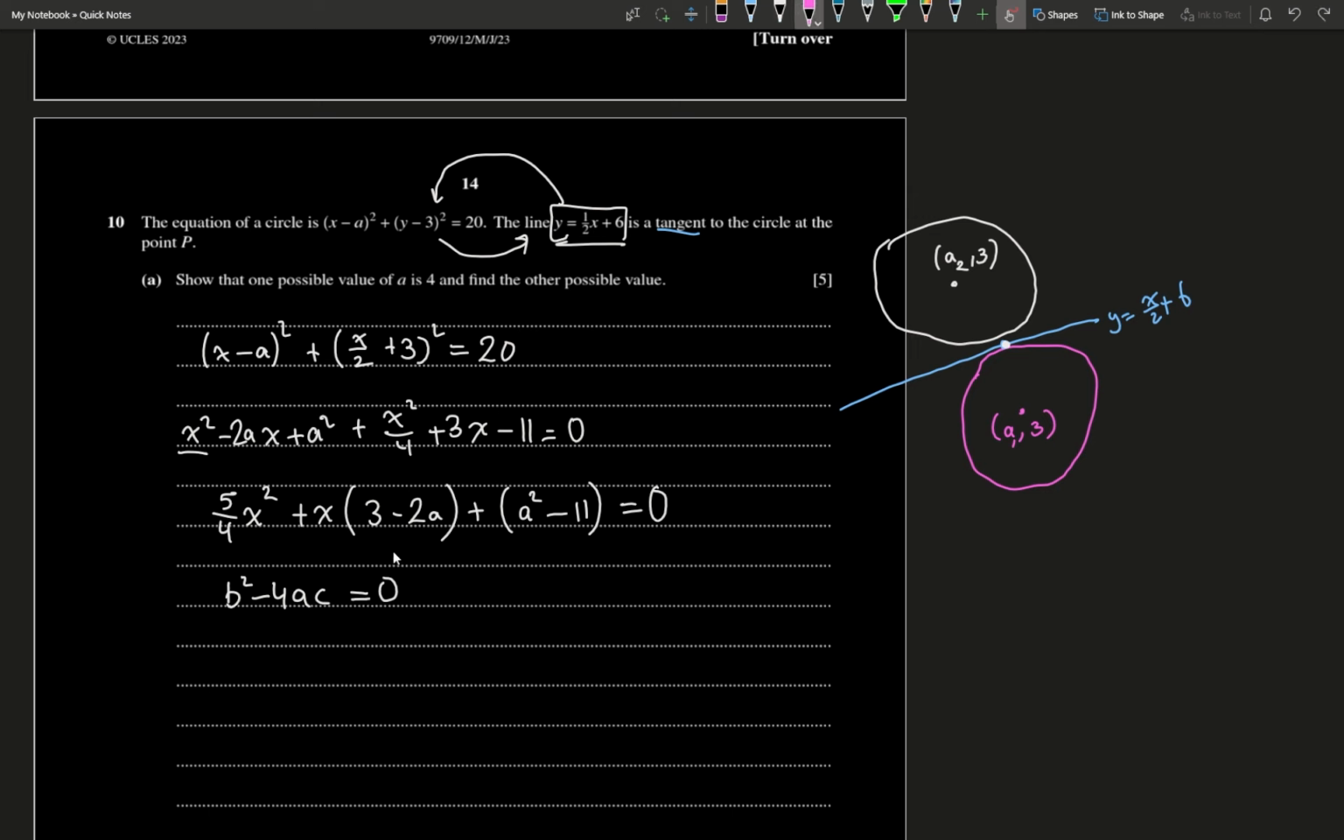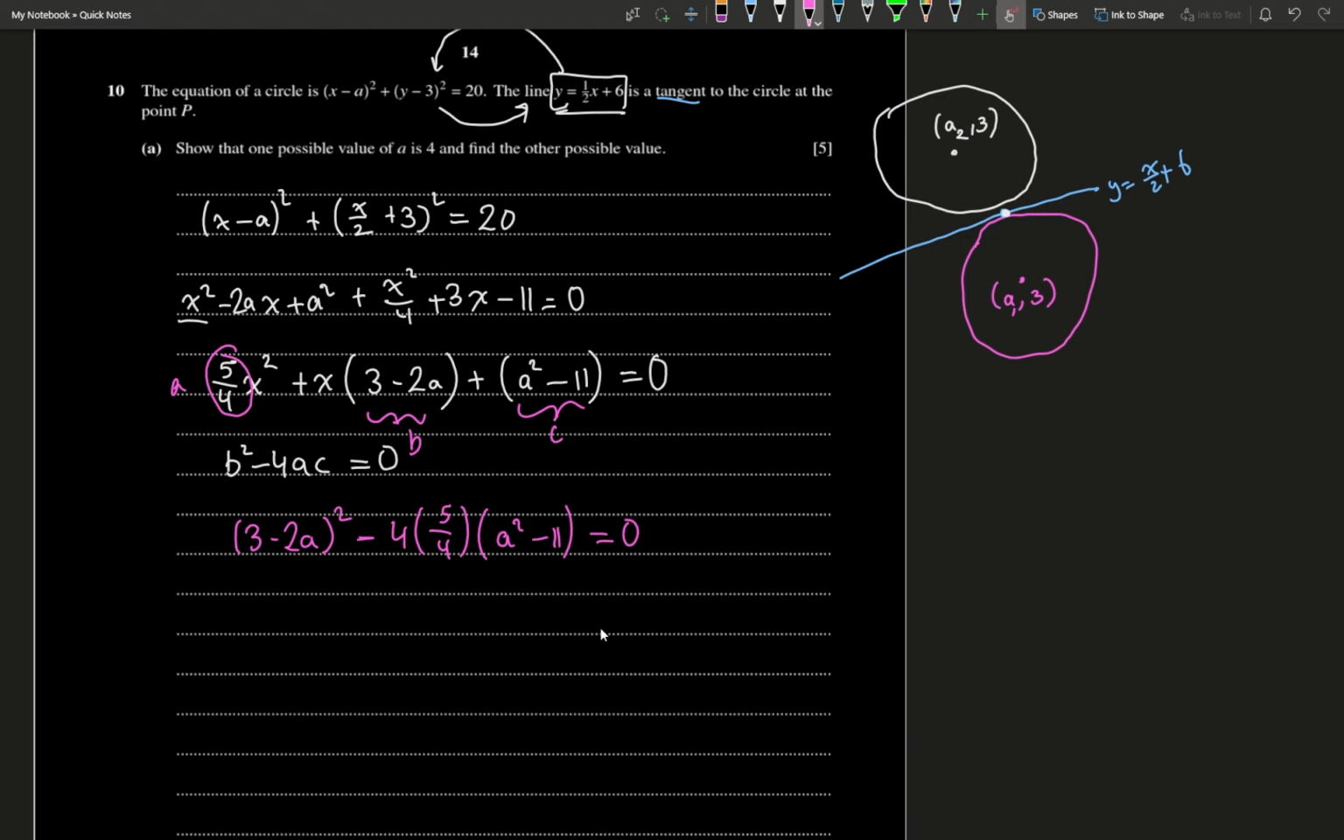You see here we have this is b, this is c our constant, and a is the coefficient of x squared. So let's write here b squared, which is (3 minus 2a) squared, minus 4 times a, which is 5 over 4, and c, which is a squared minus 11. Good. We put this equal to 0.